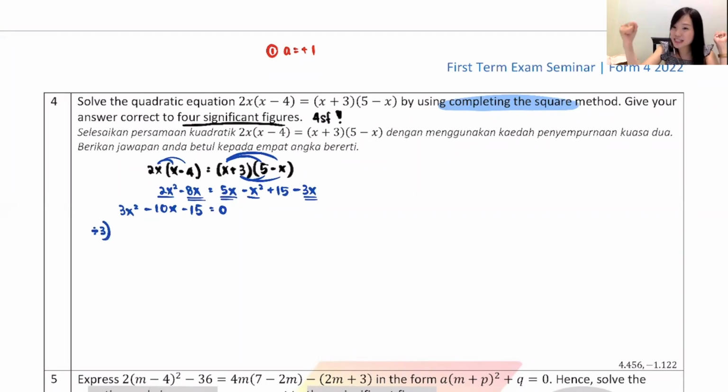So the right side is a 0. 0 divided by 3, do we affect the 0? No. So that's why dividing is the easiest. So 3x squared divided by 3 is x squared. Negative 10, if you divide by 3, don't tell me, teacher, write decimal.